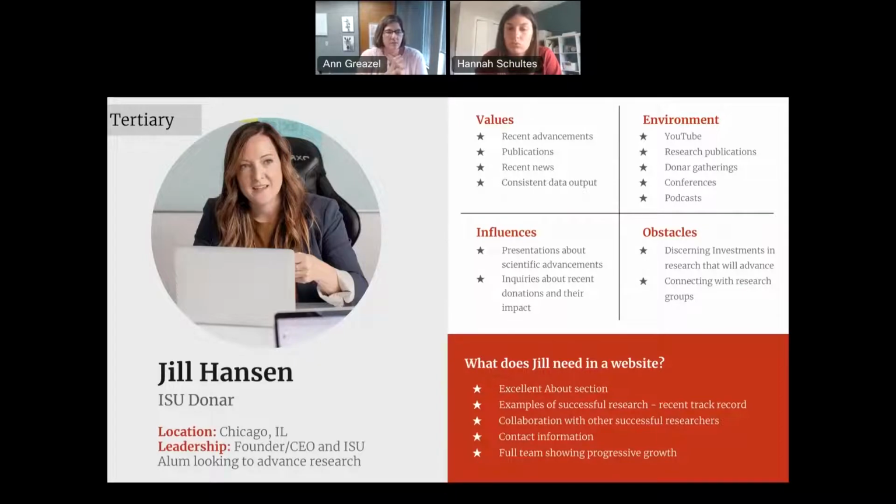Jill is a founder and CEO. Let's say her role is basically to work with other folks who would like to donate, and she's kind of a team lead to donate money to the institution, specifically, let's say, your department, because they want to give back. The values that can be placed there are: what are the recent advancements that you've provided in terms of research through your department? What are your recent publications? Have you been in the news?